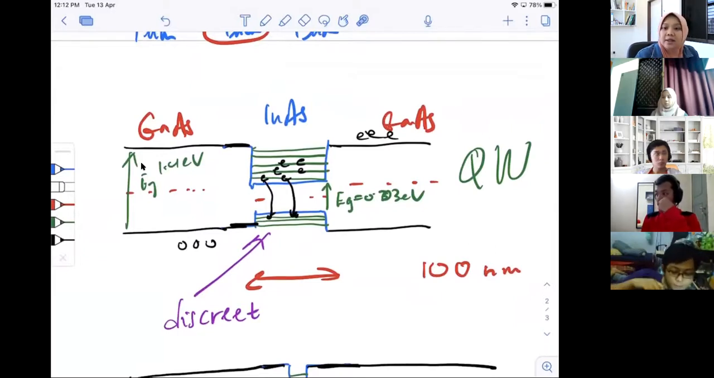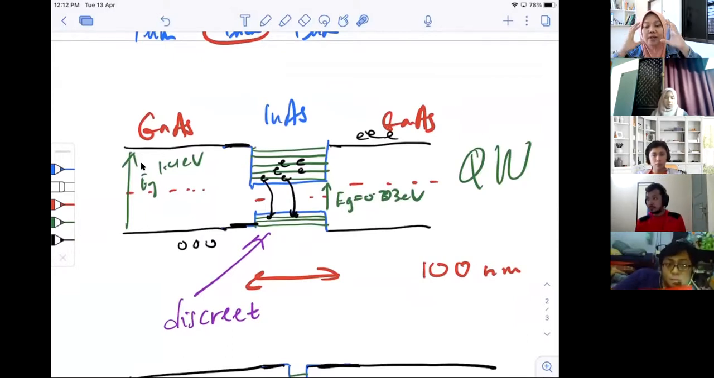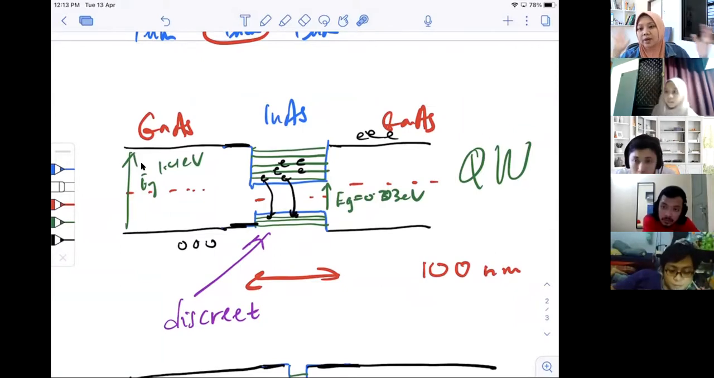In the middle here, a quantum well confines in 2D. 2D means the electron and hole can only move in two directions, X and Y. In bulk, a normal semiconductor, it can move in 3D. It will go everywhere, right?